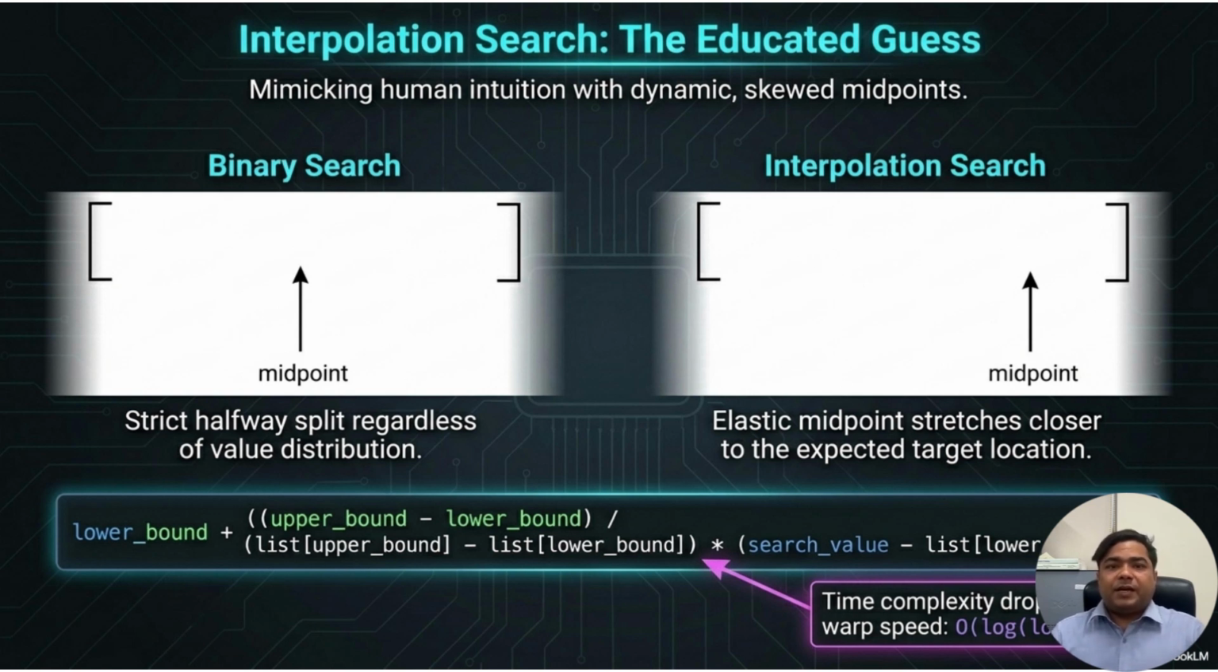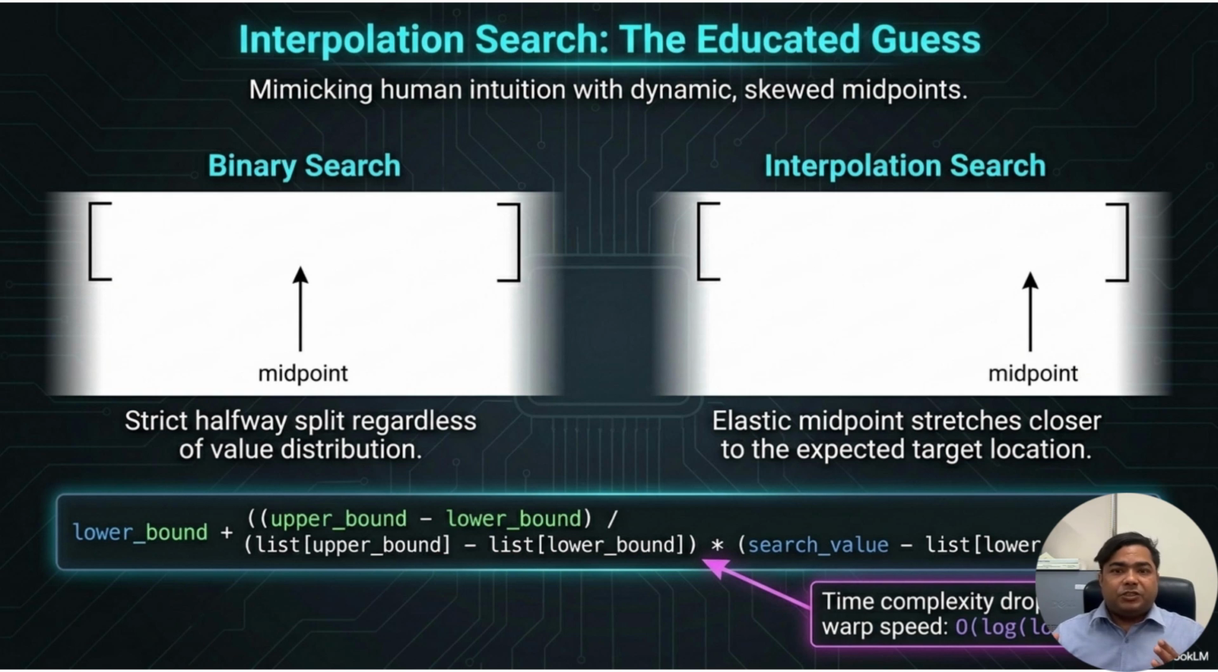On the left side, binary search uses a strict midpoint. It divides the search space exactly in half. On the right side, interpolation search uses an elastic midpoint. The midpoint can move closer to the expected location of the target value. The formula at the bottom uses the lower bound, upper bound list values and search value to calculate this estimated position. So the main difference is this: binary search asks what is actually in the middle, but interpolation search asks where the target value is likely to be.